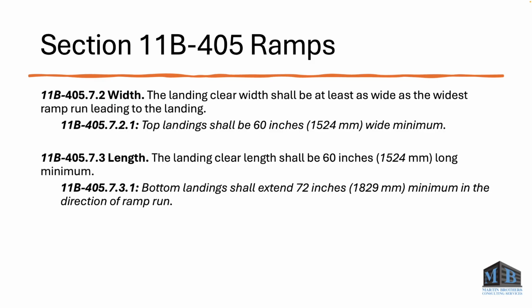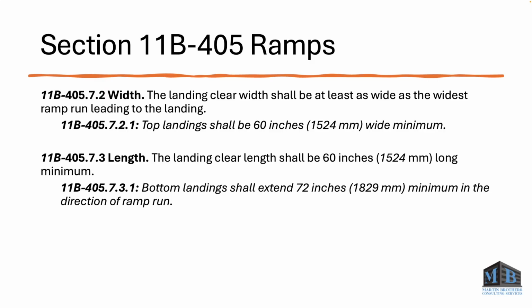11B 405.7.2, width. The landing clear width shall be at least as wide as the widest ramp run leading to the landing. 405.7.2.1 says top landing shall be 60 inches wide minimum. So we have the width requirement, but at top landings, we've got to have 60 inches wide. 11B 405.7.3, length. The landing clear length shall be 60 inches long minimum. So you'll see that in intermediate landings, the ones where you could stop along the ramp run and catch your breath. But 405.7.3.1, bottom landings shall extend 72 inches minimum in the direction of ramp run.